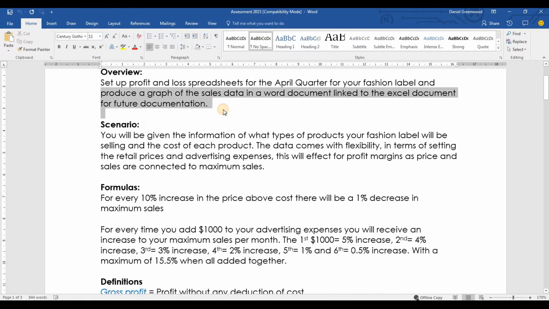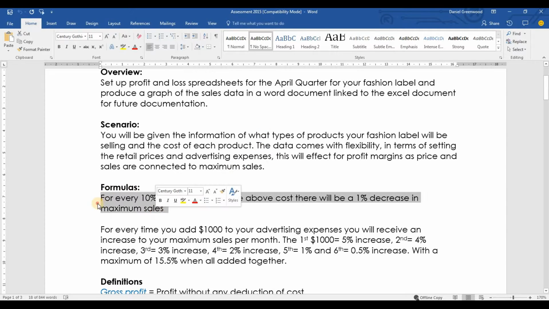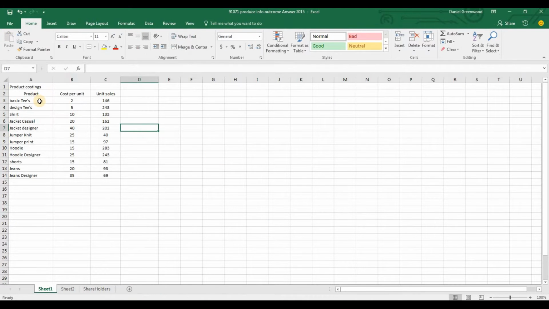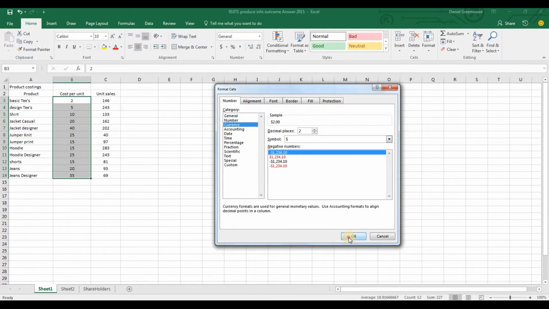So basically we're setting up a profit sheet. The scenario is that we're going to make money by selling stuff online. And what I was trying to allude to is this formula section is saying for every time you increase the price by 10% above cost, there'll be a 1% decrease in max sales. Basically saying with these figures you've got, this is how much it costs the company to get the products, which we will turn into monetary figures, which is a requirement of the standards, the notes further down.